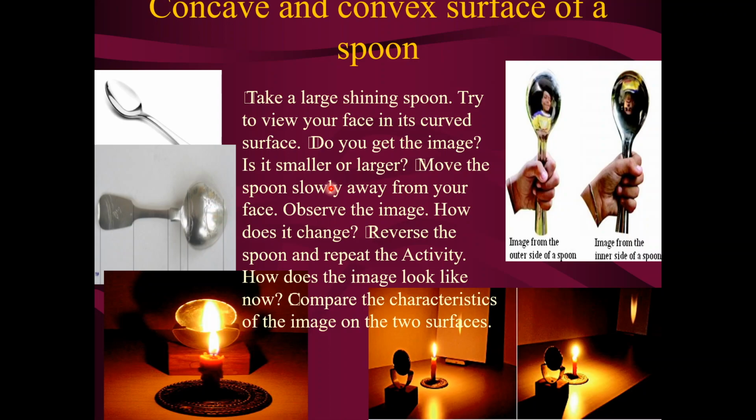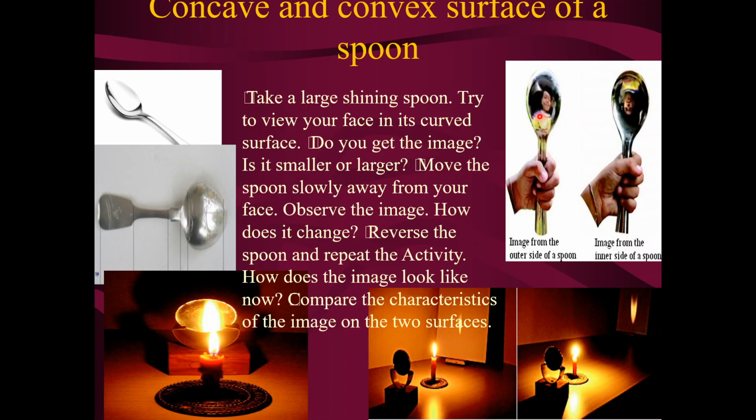convex. So without wasting time, pause the video and take a large shining spoon from your kitchen and try to view your face in its curved surface. Do you get the image? Is it smaller or larger? You will find that in the inner surface of the steel spoon you will obtain the inverted image. On the outer surface of the steel spoon you will obtain an erect image.